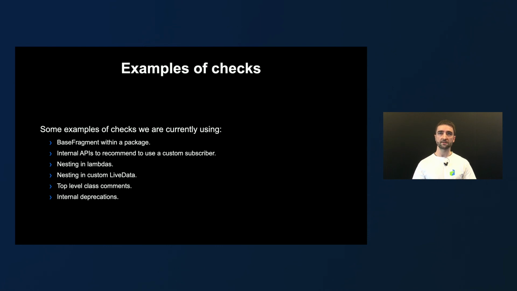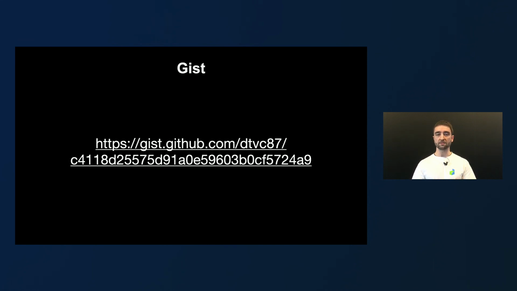And these are some of the examples of Lint checks we're currently using. For example, extending a specific fragment within a package, avoiding nesting too many lambdas, and top class level comments, so when you create a new class, you don't forget to add documentation about it. And we're also working on detecting circular references in dynamic modules. I created a gist with all this code so you can check it in more detail.